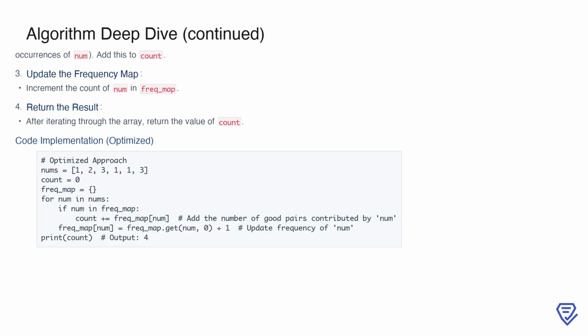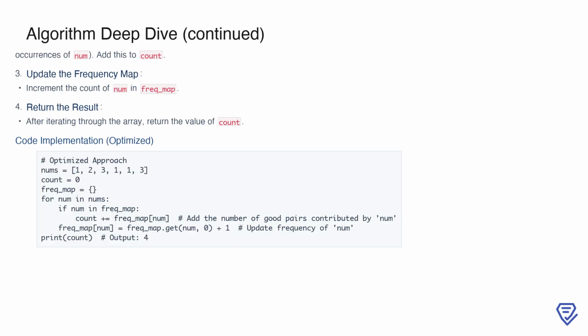Once we finish iterating through the array, the result variable will hold the total number of good pairs, and we can return this value. The Python code for this optimized approach is concise and efficient. We initialize the count variable to 0 and the hash map as an empty dictionary. For each number in the array, we check if it exists in the hash map. If it does, we add the current frequency of the number to count, because that frequency represents the number of good pairs the current number can form. Then, we update the hash map to reflect the new frequency of the current number. At the end of the loop, the result stored in count gives us the total number of good pairs.